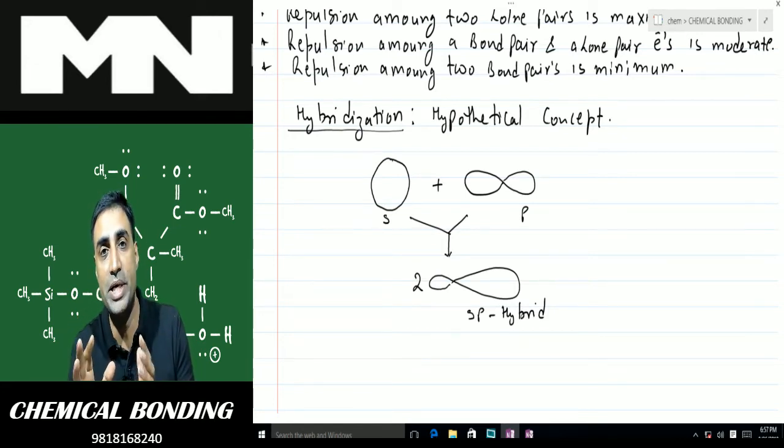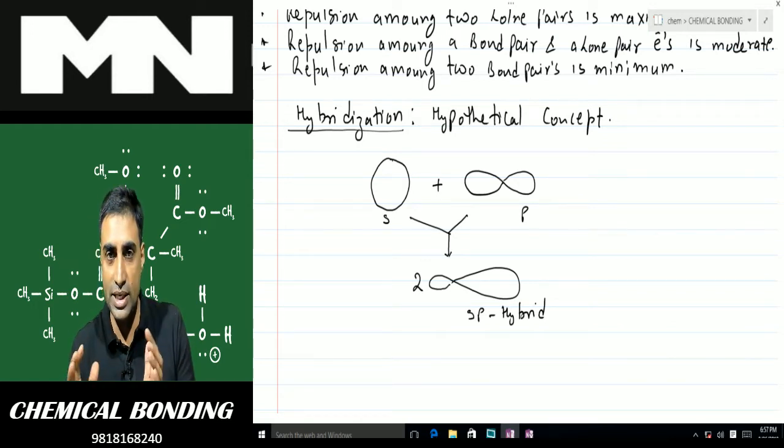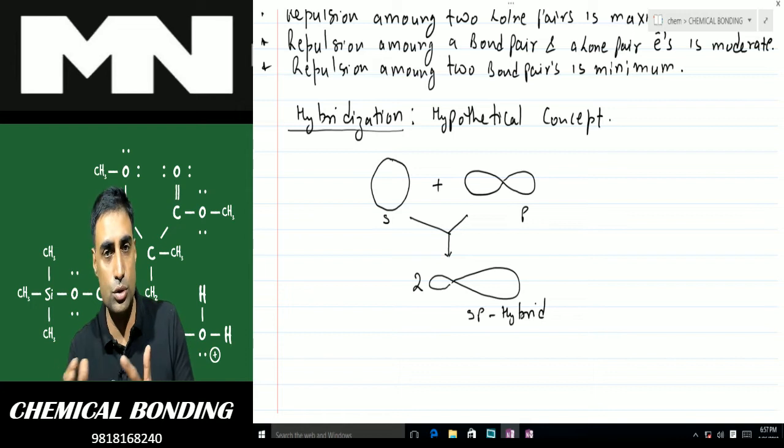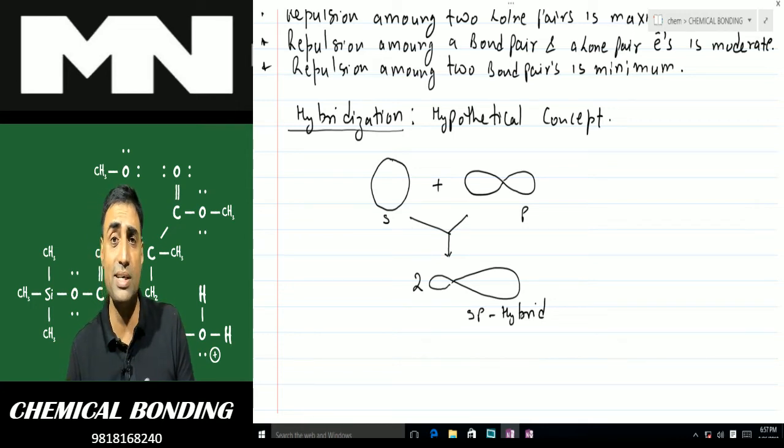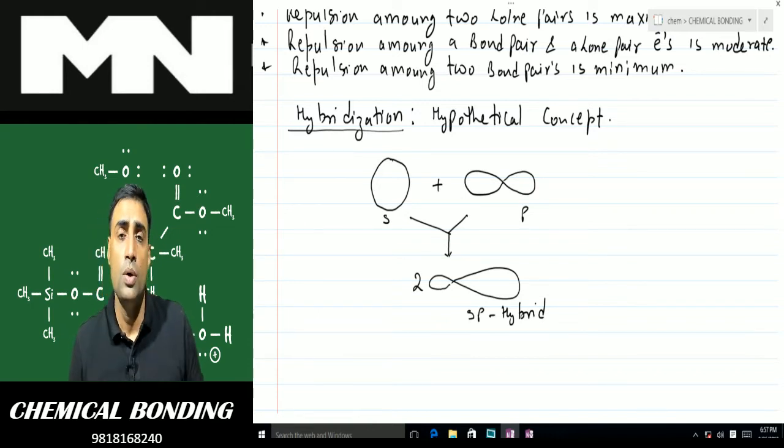According to this concept, two or more atomic orbitals combine together to form the same number of hybrid orbitals which are intermediate in length and strength. Neither are they so strong as s, nor so weak as p. Neither are they so small as s, nor so large as p. So this is what hybridization is.